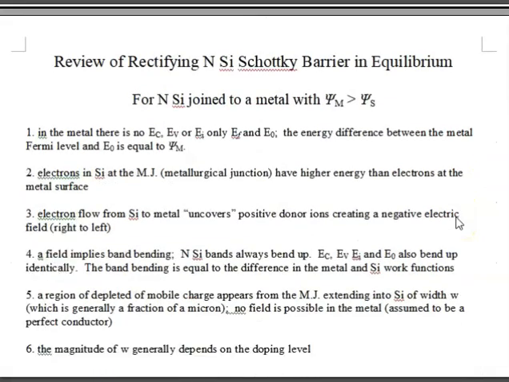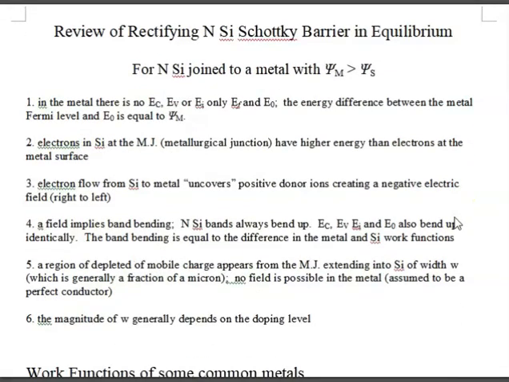Okay, so let's get started. This is a bit of a review. For N-type silicon, and this is important, rectifying junctions in N-type silicon require that the work function in the metal is greater than the work function in the silicon. Therefore, the Fermi level in the silicon is higher than in the metal. Therefore, electrons flow or are transferred from the silicon into the metal.